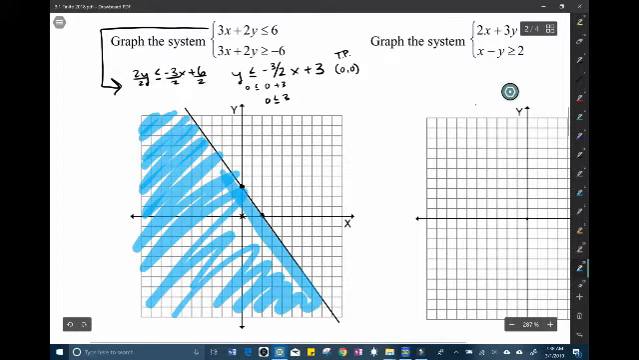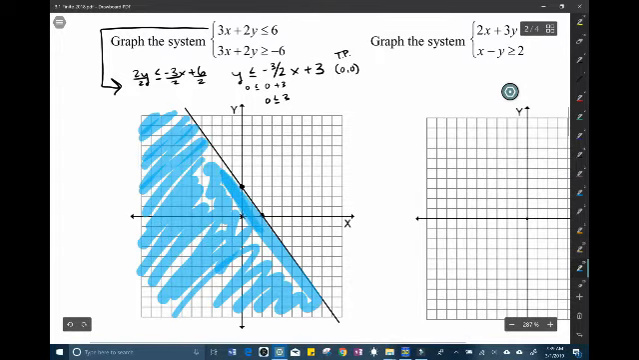Okay, so we're going to shade everything below this line. Yeah, I went a little above there. Let's just take care of that. Okay, so that's that one there. Let's take a look at the other graph.